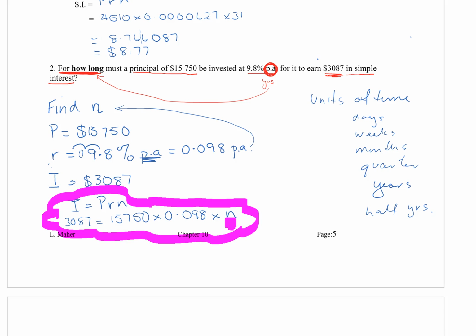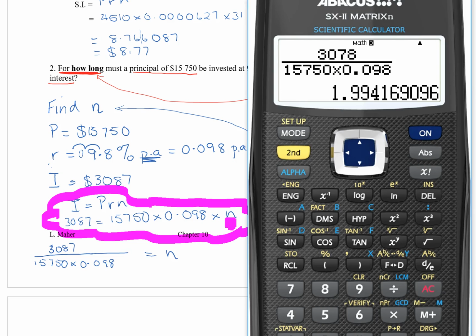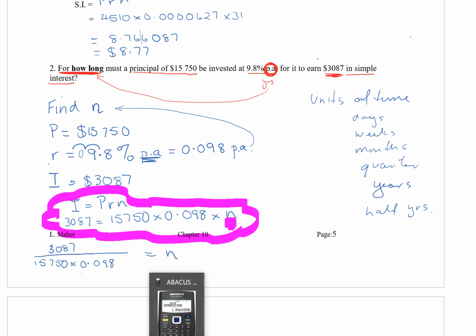This is where the question turns into an algebra question because you've created an equation and you need to solve for n. Okay, you can see there that I have divided both sides by 15750 and the 0.098. That releases the n by itself, but over on this side I've got to divide also by that value.